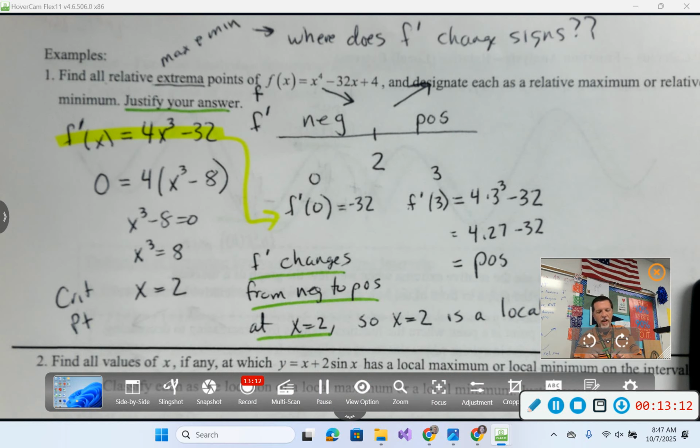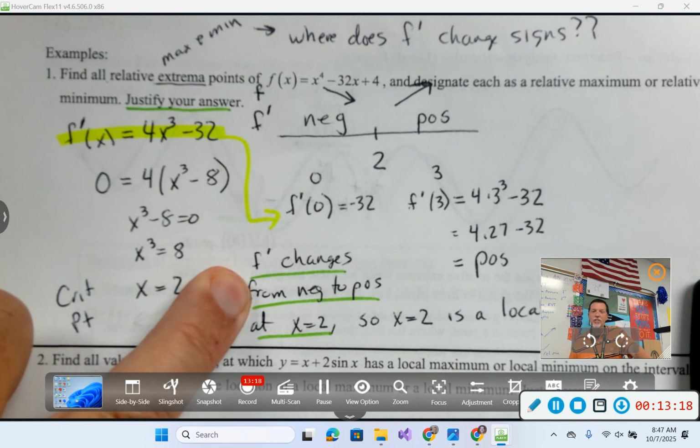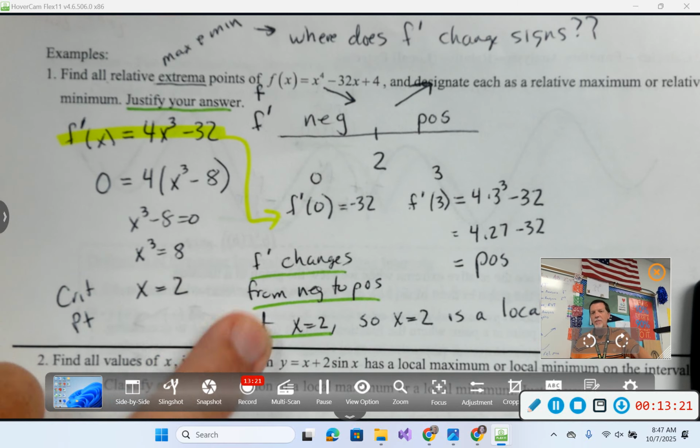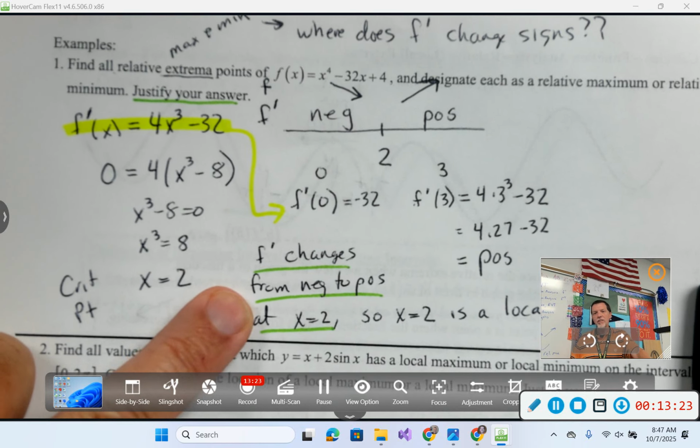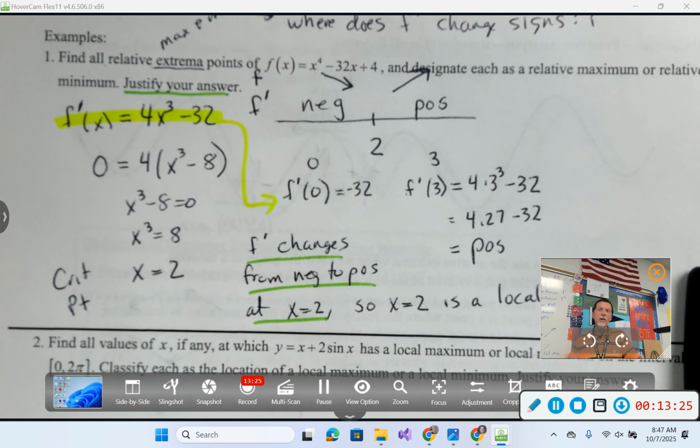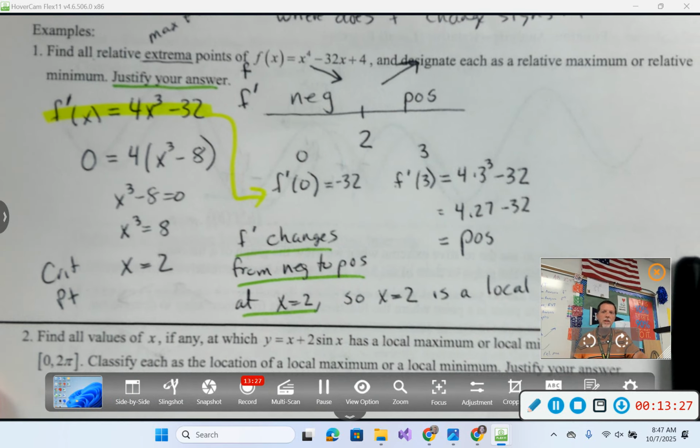So the justify is the reason. You know it's a minimum because f prime changes negative to positive. You have to say that. When it says justify your answer, you have to have a statement that says f prime changes negative to positive, or the other way around if it was a maximum.